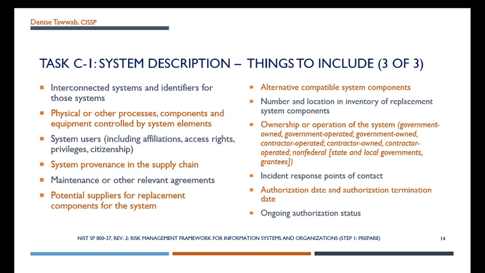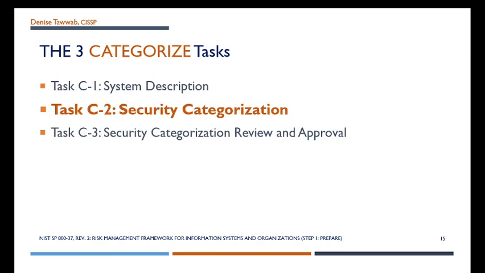You see what I'm saying? You want to see how that system is owned and operated. You also want to document in your system description incident response points of contact. You want to document authorization date and the authorization termination date, as well as the ongoing authorization status of the system. So that's task C1, system description.